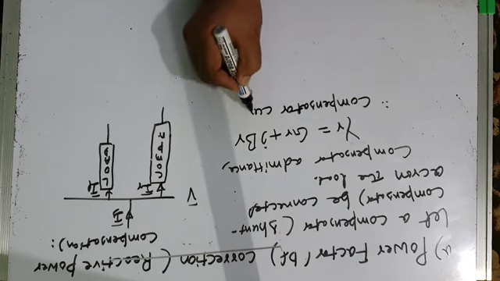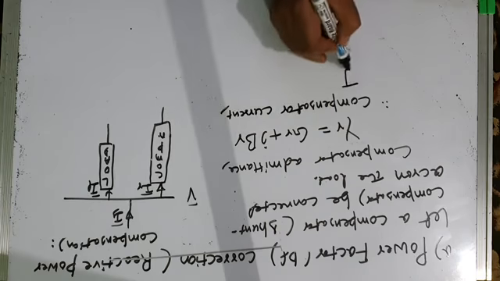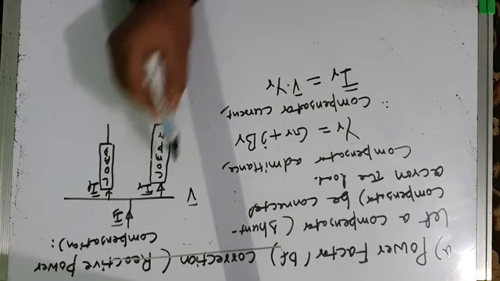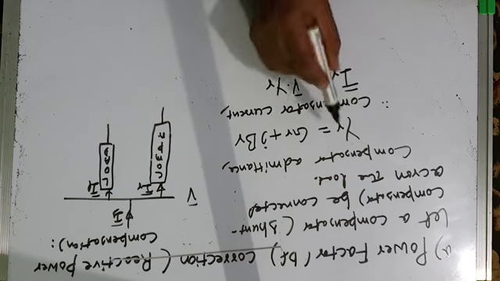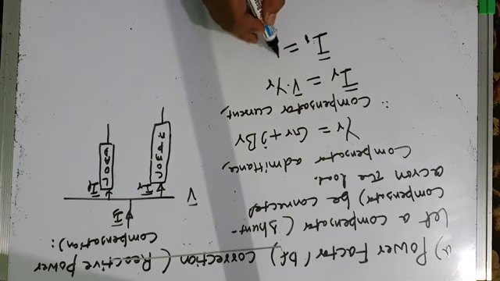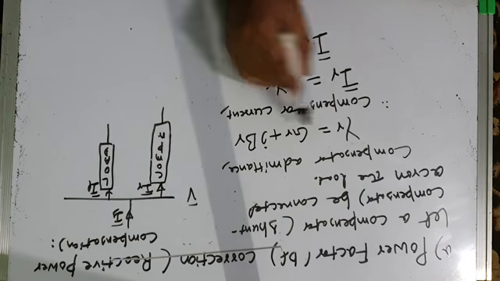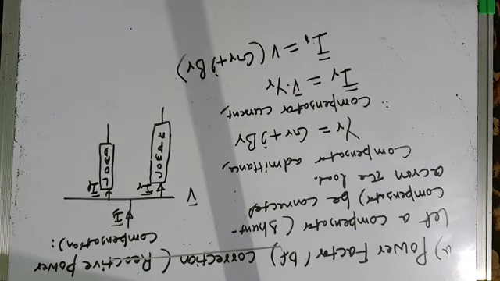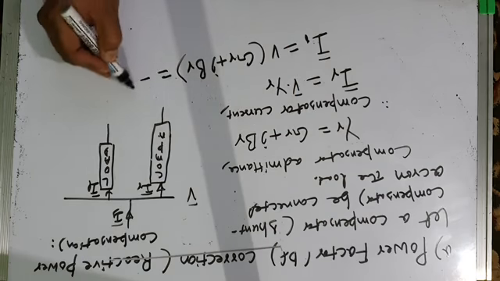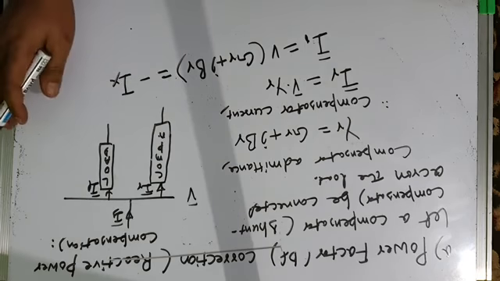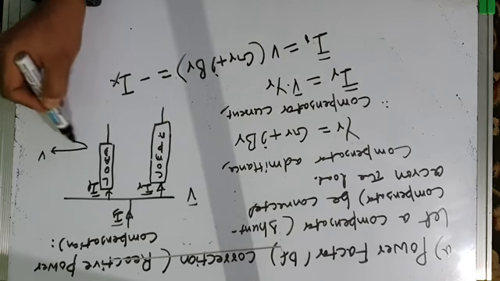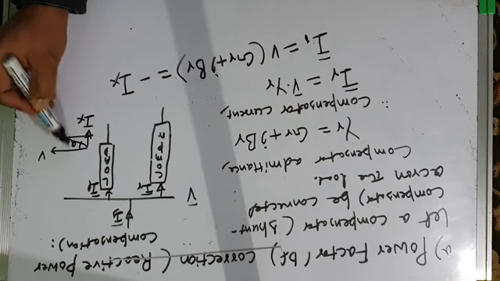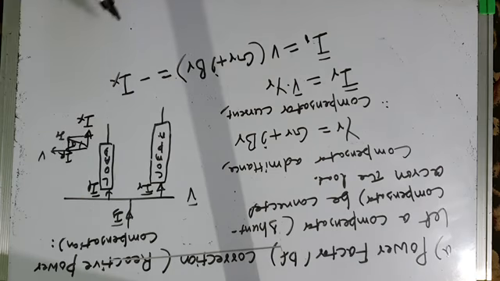So compensator current will be given by I gamma is equal to V into Y gamma, voltage across the compensator into compensator admittance. So I gamma will be equal to V into G gamma plus J B gamma, and this has to be equal to minus Ix, because just a few moments back we have seen that this was the voltage, this was the load current. The load current was resolved into two components, Ix quadrature component and in phase component.